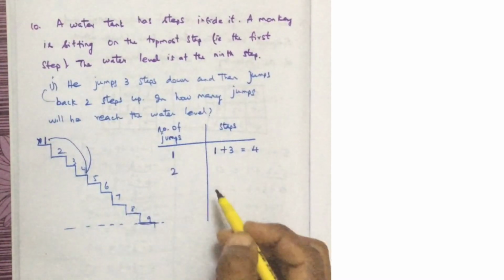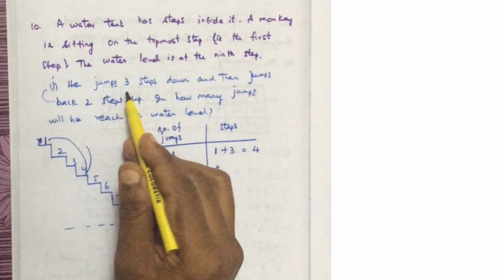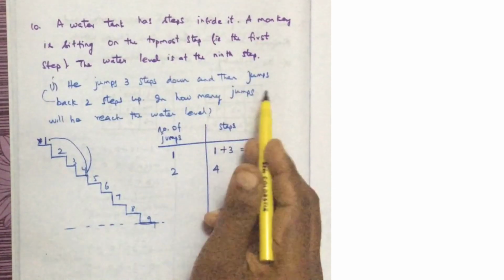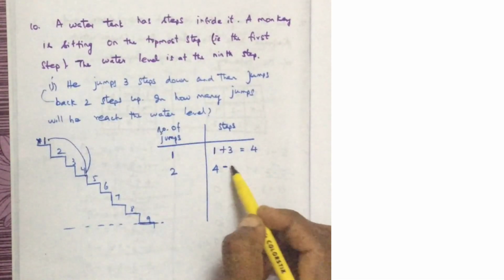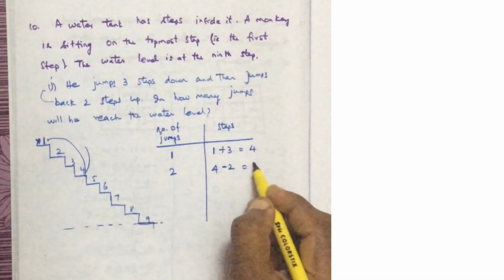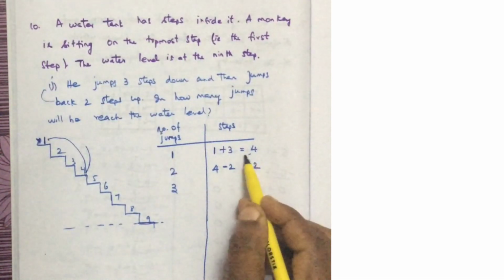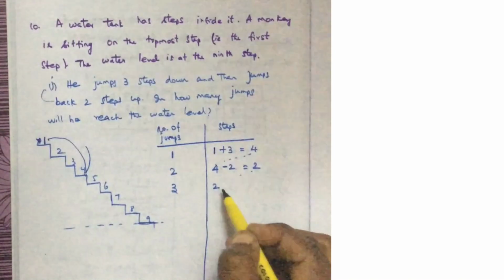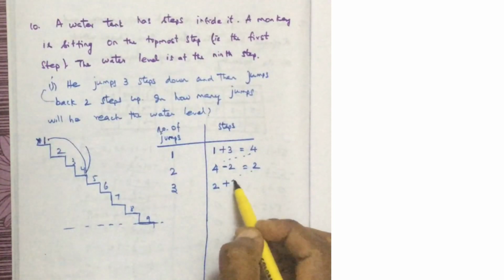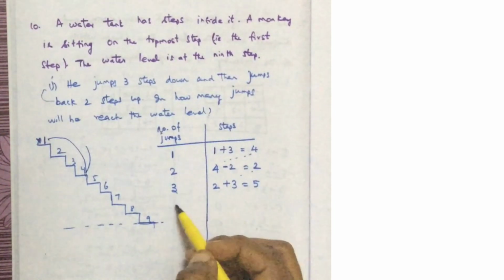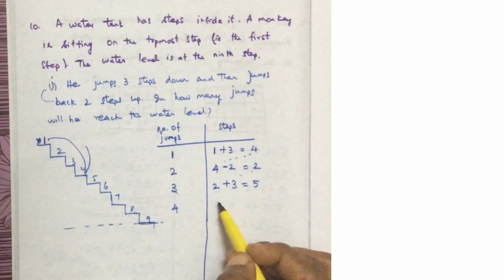Now what is the second jump? From the 4th step, he jumped 3 steps down, and then jumps back 2 steps. So it is minus 2, that is equal to 4 minus 2 is 2. What is the third jump? From the second step again plus 3, 5. What is the fourth jump? So now 3 steps down, again 2 steps back.